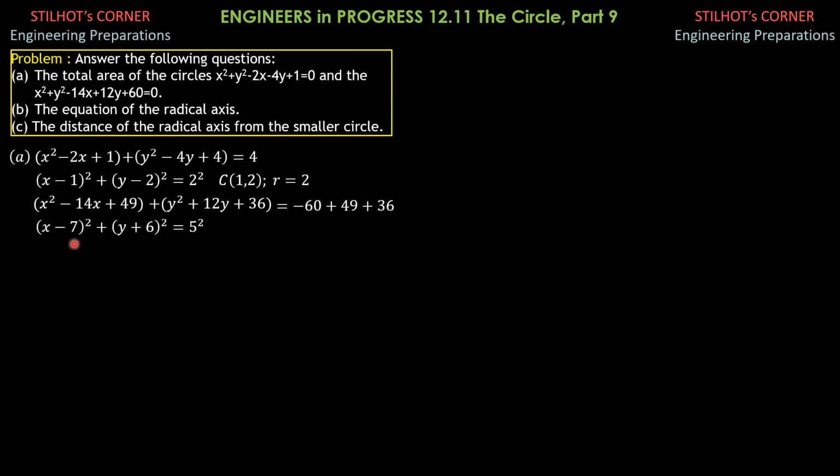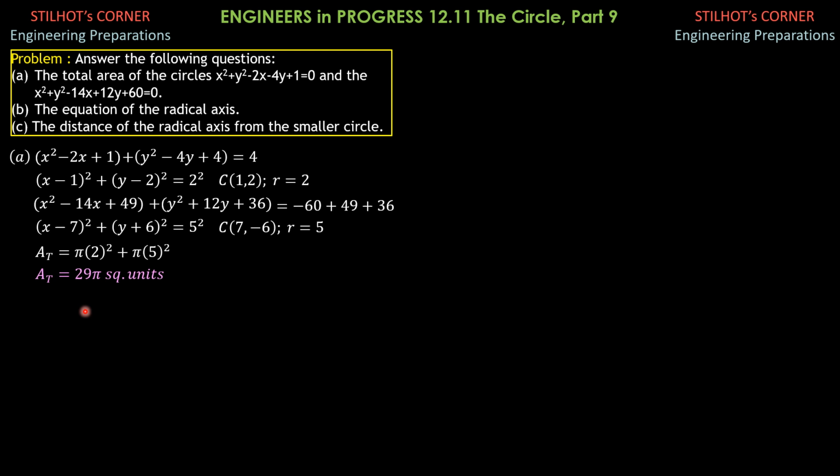So the center of the circle is at (7, negative 6), and the radius is 5. Therefore, the area is pi times 5 squared, 25 pi. So area is pi times 2 squared plus pi times 5 squared, and that is 29 pi square units. So that's the answer to part A, the first question.